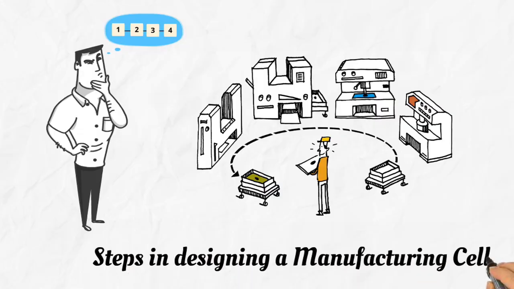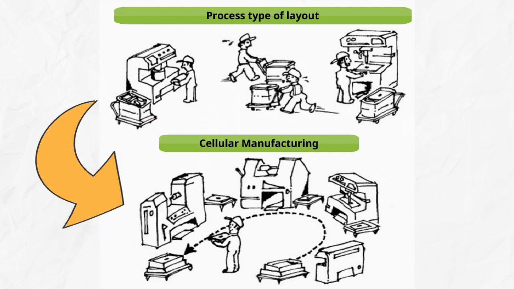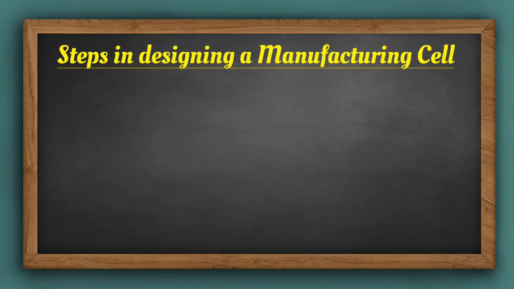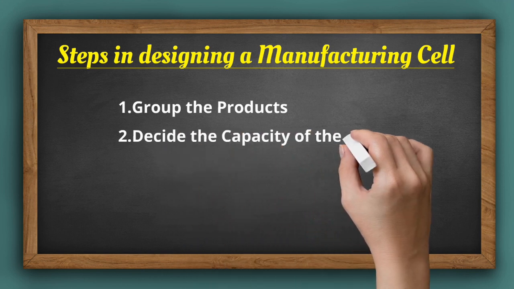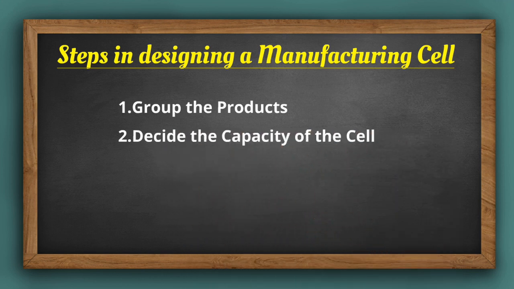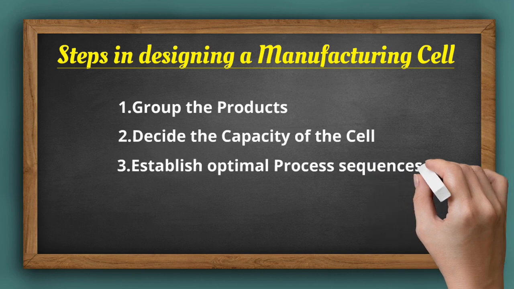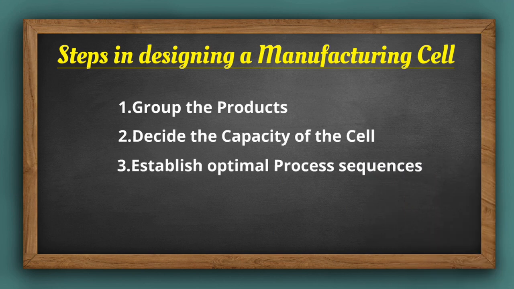Steps in designing a manufacturing cell. When your layout is traditional and you want to shift to cellular manufacturing, you need to do it in a systematic manner. There are some steps that need to be followed in designing a manufacturing cell. Step 1. Group the products. Step 2. Decide the capacity of the cell. Step 3. Establish optimal process sequences. Step 4. Design the cell layout. Let us look at each step in detail.